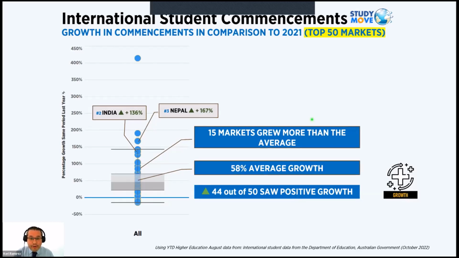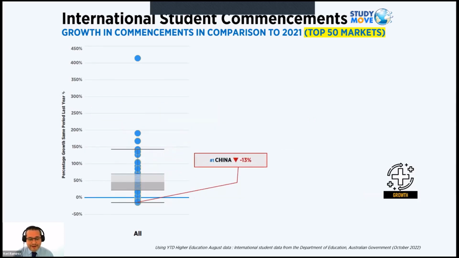So once again, all across markets, very interesting, a very positive story. And we are very happy to report this after all these years of difficulties. Now, the only thing that is quite interesting, of course, is China. And China, which is the number one source market for Australia, actually had a decrease in commencements of 13%.